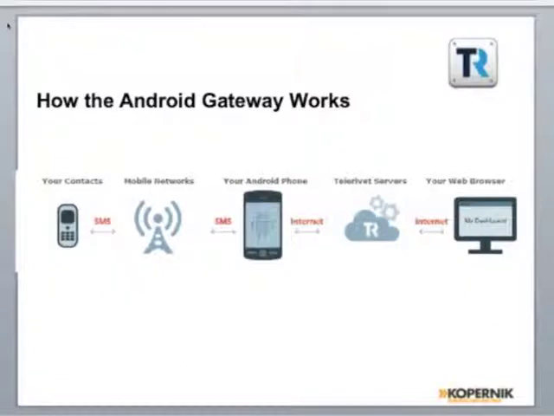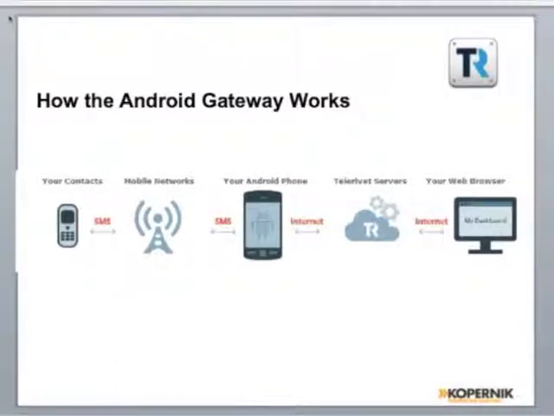The way that works is your organization has a single Android phone, and on that Android phone, you'll install the Teller Ovit app. What that does is forward SMS messages between Teller Ovit servers and the mobile networks. So when somebody sends an SMS message to you, the Teller Ovit Android app will forward that message on to Teller Ovit's cloud-based service, and vice versa.